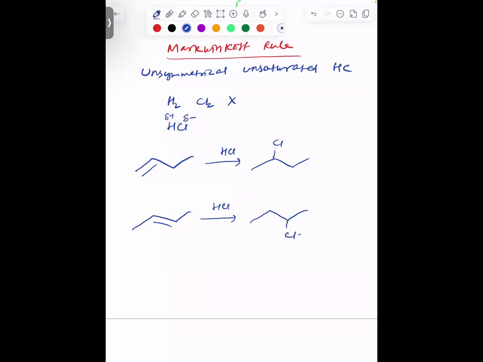Without any other option, you understood Markovnikov rule: the negative part of the addendum that is added goes to the carbon which contains lesser number of hydrogen atoms. This is the Markovnikov rule.